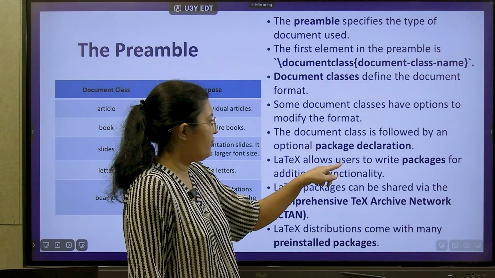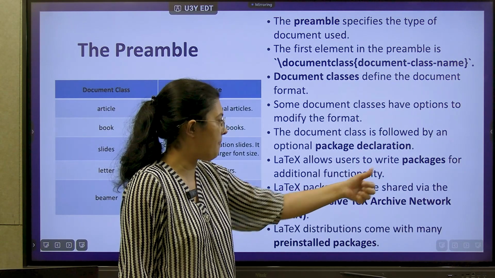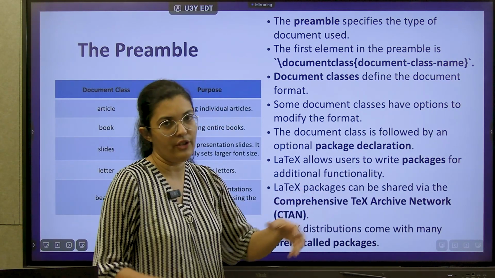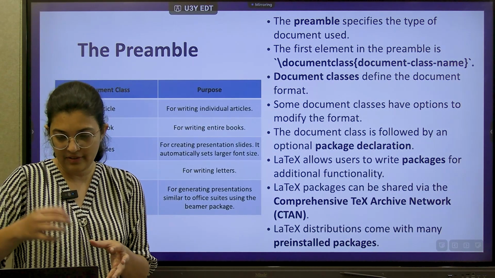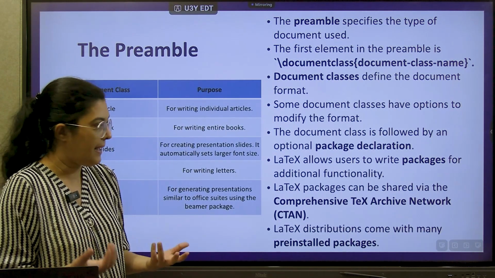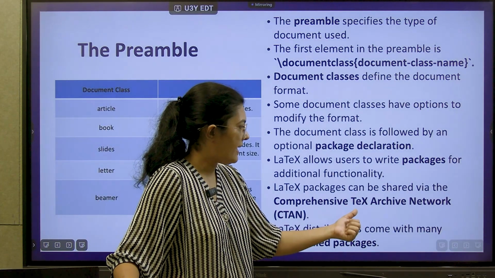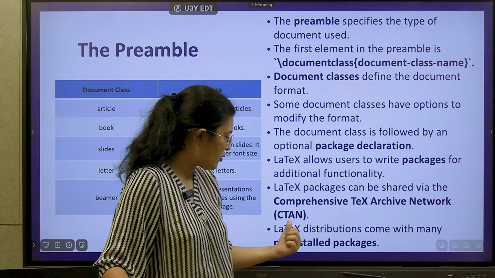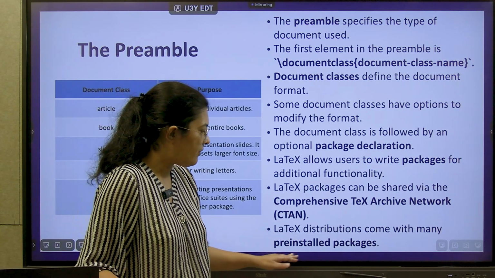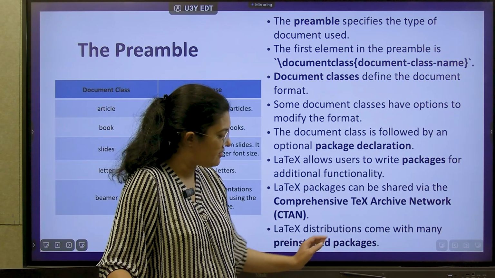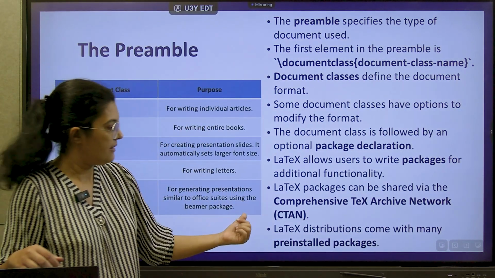The document class is followed by the package declaration, right? It allows the user to write packages for additional functionality. If you want to add any additional functionality, then you have to install a package, and packages can be easily shared using the Comprehensive TeX Archive Network. The short form is CTAN, right? It automatically comes with many pre-installed packages available. You can download additional functionality from this one.